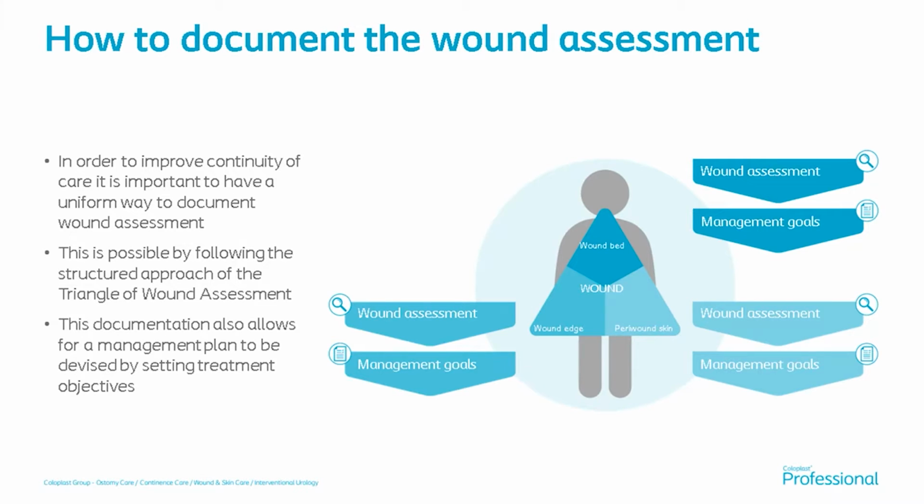So how do we document wound assessment? Well, we can do it in this sort of three-step approach, the Triangle of Wound Assessment as we see it. So we can document about the wound edge, the wound bed and the periwound skin. And each of those can be broken down into what we then identify as our management goals. And that gives you that really structured approach and allows for the documentation to be kept manageable and to form part of your management plan and really identify the objectives of the wound.